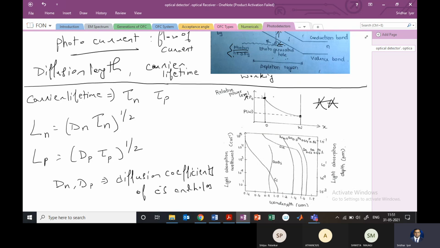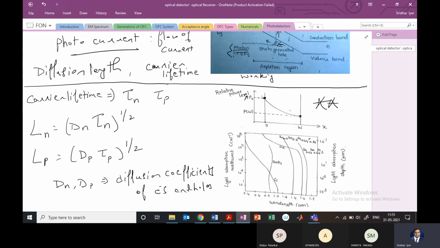The second diagram is just for reference. It shows the absorption coefficient over wavelength for different materials. No need to memorize this. It shows how the optical absorption coefficient depends on the wavelength for various materials.